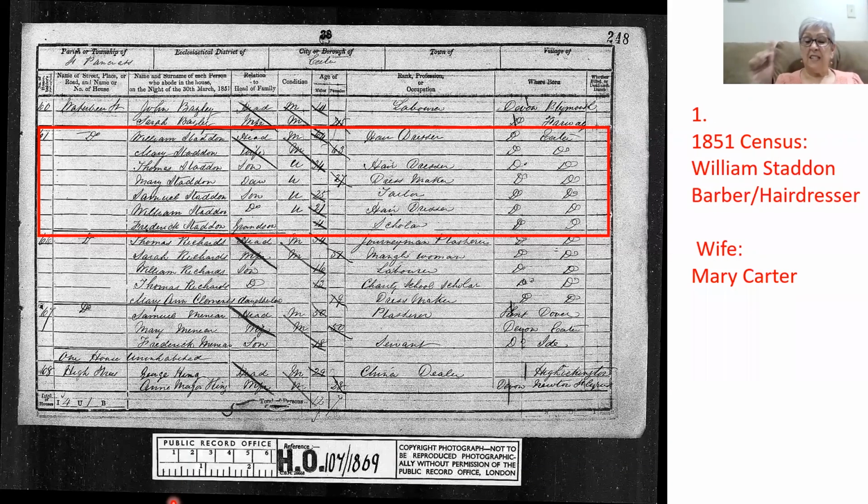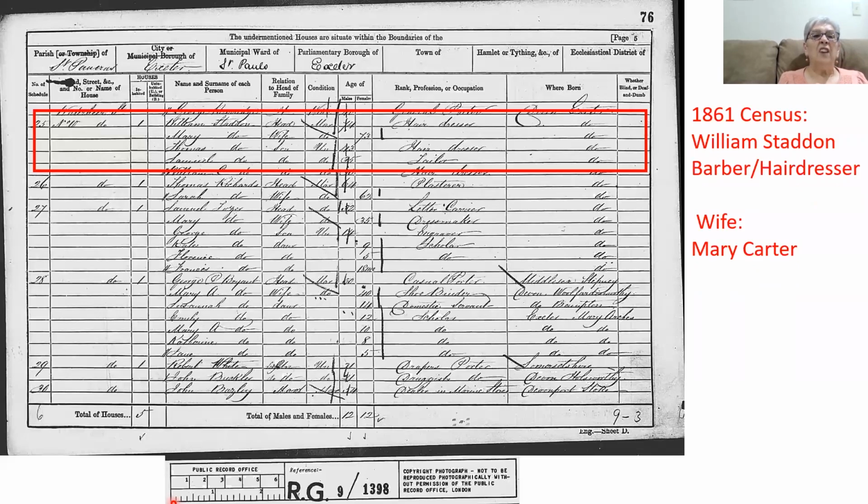The first 1851 census that appeared attached to R. William Stadton was this William Stadton, and his wife was Mary Carter. And interestingly enough, I didn't even realize that he was a hairdresser and a barber. And he had lots of children, and like I say, his wife was Mary Carter. And here he is on the 1861 census as well. He's listed as a hairdresser, and some of his children with him. The Samuel that was attached to Mary is right there. Anyway, there was just a lot of interesting things.